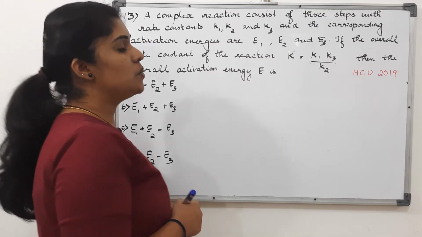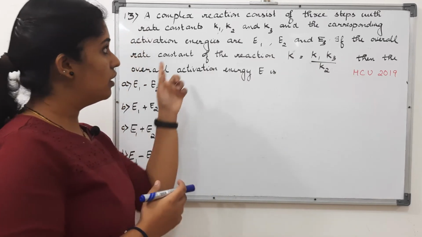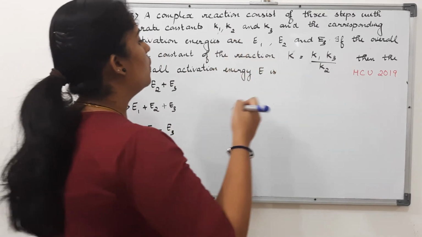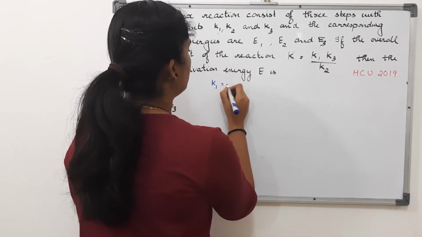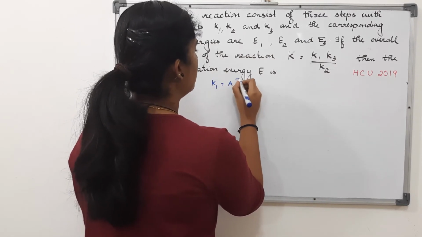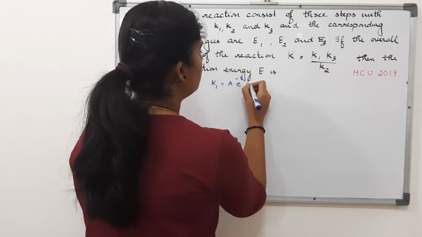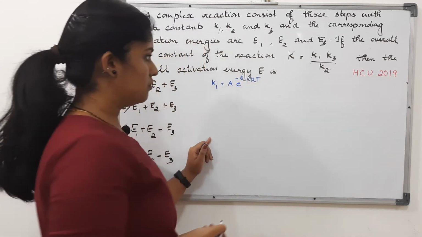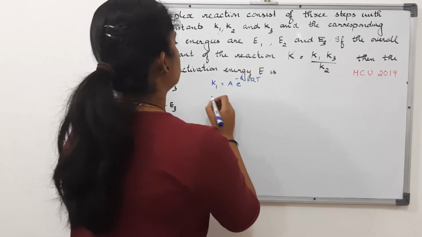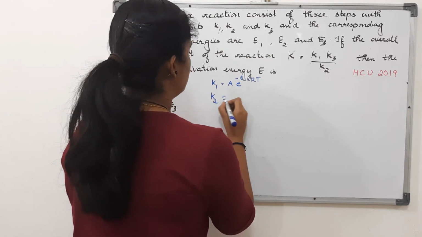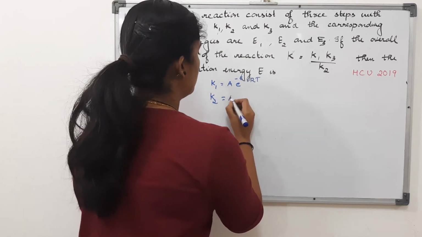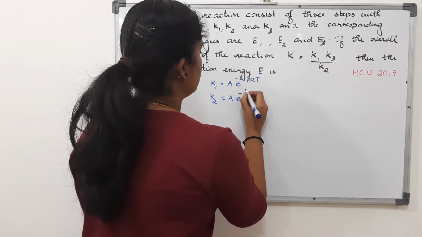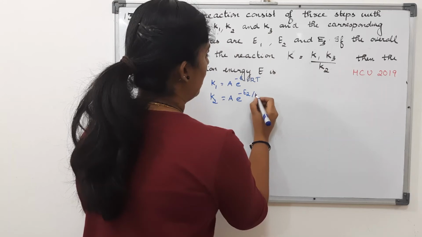For this, we just have to write the Arrhenius equation for each of the steps separately. So, with K1, I can say that K1 equal to A into e power minus E1 by RT, right? We know that. And K2 becomes equal to, this pre-exponential factor A remains the same, so K2 becomes equal to A into e power minus E2 by RT.